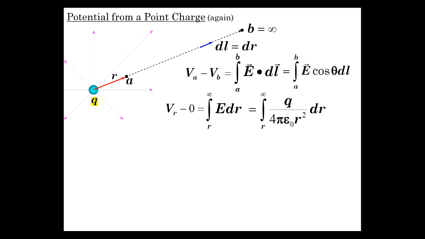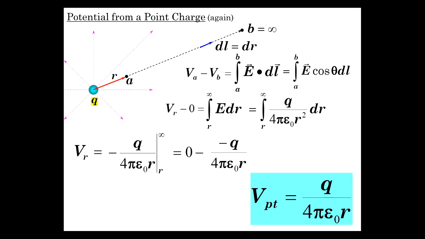Now, the electric field is KQ over R squared. So the integral of 1 over R squared, of course, is negative 1 over R. So we have VR equals negative Q over 4 pi epsilon 0 R, from R to infinity. Negative sign is out in front here. And this is 0 when we stick infinity in there, minus a negative, and we have the potential from a point charge being KQ over R.